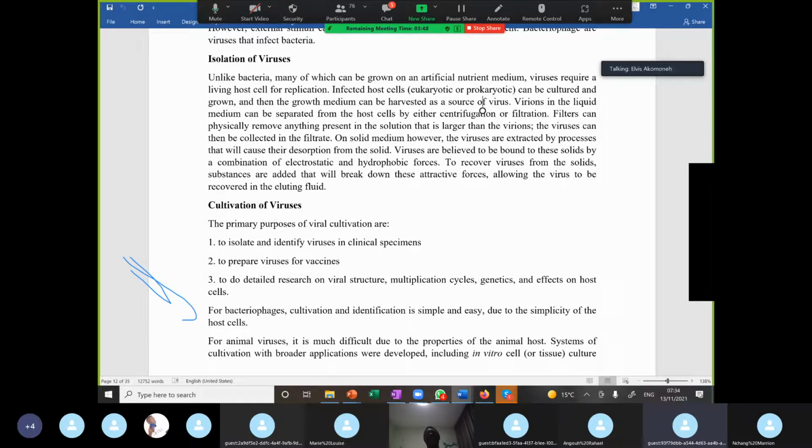So for instance, if you apply a detergent on your body, a detergent is capable of reversing surface tension, and therefore that virus is likely going to fall off. That is why hand washing has been very prioritized in the control of COVID.